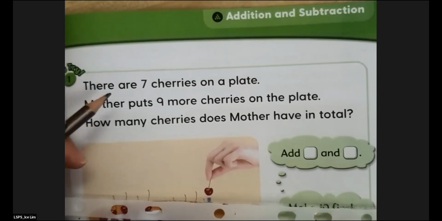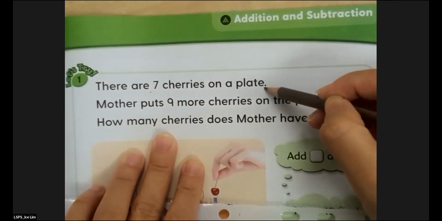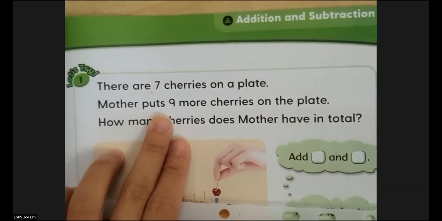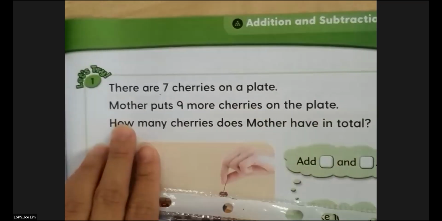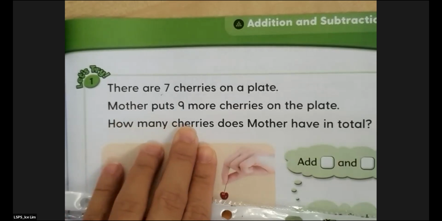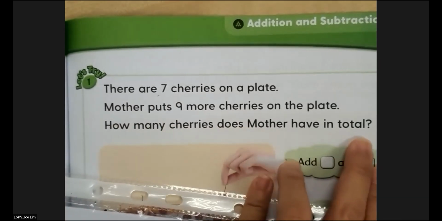There are 7 cherries on a plate. Mother puts 9 more cherries on the plate. How many cherries does mother have in total?